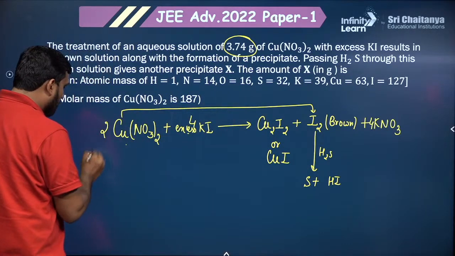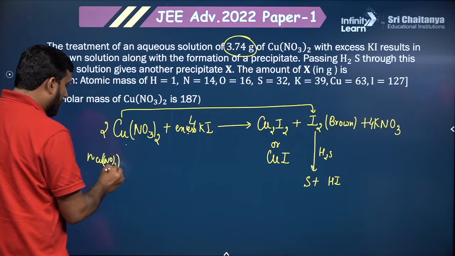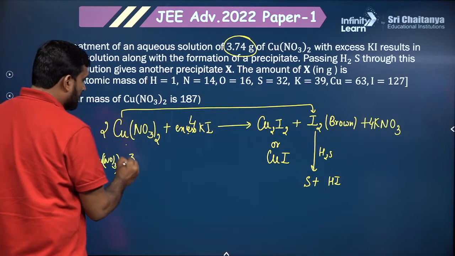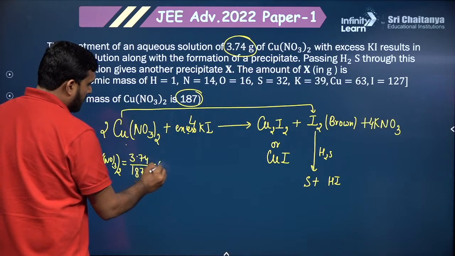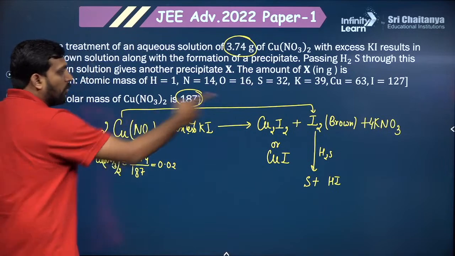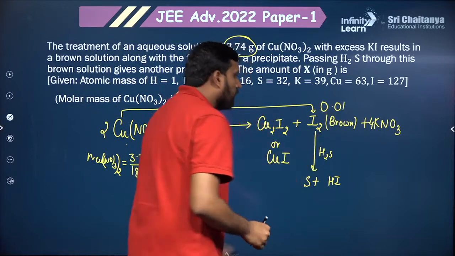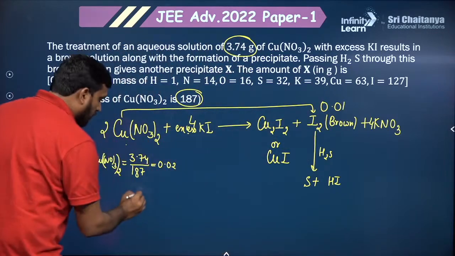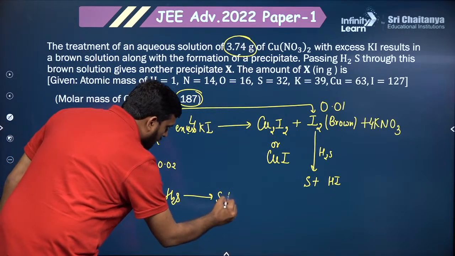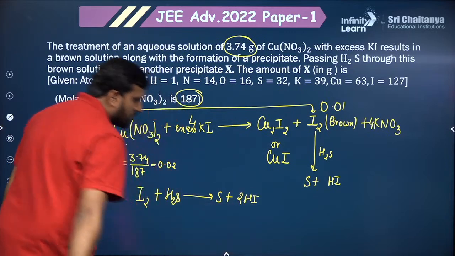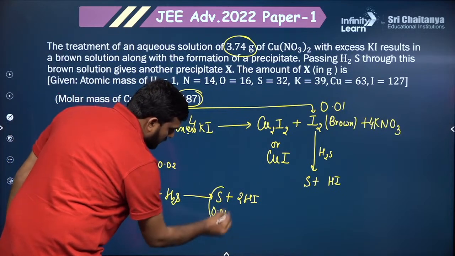Now let's calculate the moles of copper nitrate, okay. The given mass is 3.74 and the molar mass is 187, okay. So if you go for this calculation, it comes out to be 0.02. So for 2 mole it generates 1. So for 0.02 it will be generated what? 0.01, okay. And if it is 0.01, then let's see this. I2 plus H2S gives you sulfur plus 2 times HI. This reaction is balanced, okay. So for 0.01 mole of this, 0.01 mole of this is produced, okay.